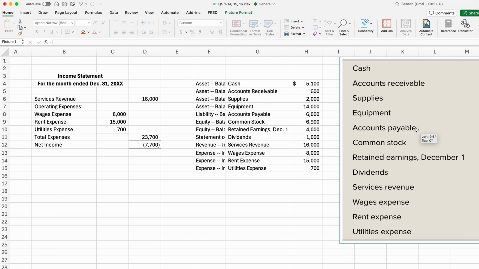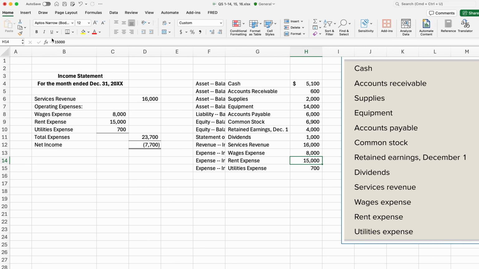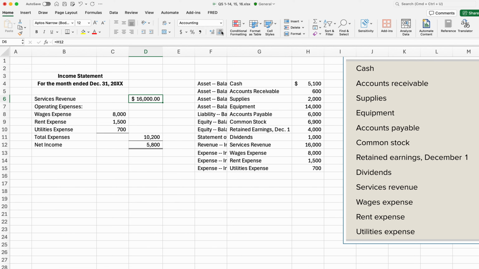Oh, made a nice mistake. Rent expense, it's not $15,000, it is $1,500. So let's fix that right quick. Whew, the beauty of Excel. All right, so we ended up with net income of $5,800. Let's make sure that the reader of this knows what we're dealing with. So I'm going back to this 16,000 and I'm going to say this is in dollars. And I'm going to finish this up the same way. We have $5,800 of net income. All right, that is part one. The next section will be dealing with the statement of retained earnings.